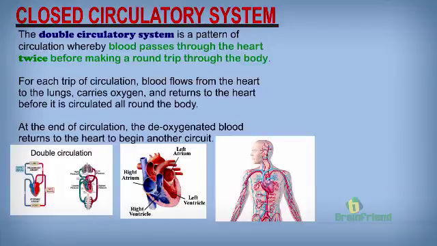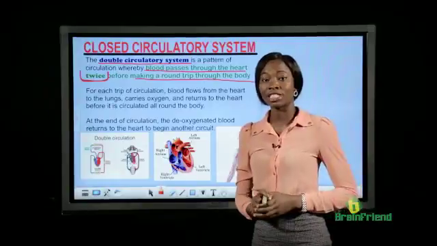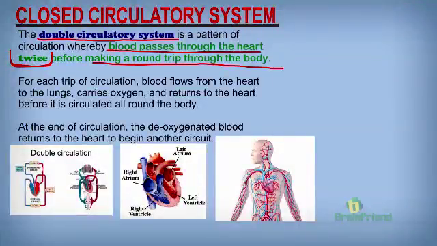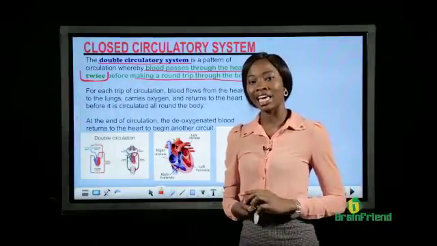The second type of closed circulatory system is called double closed circulatory system. It is a pattern of circulation whereby blood passes through the heart twice, I'd like you to take note, before making a round trip through the body. Now let's see how this works. This double closed circulatory system is commonly found in the bodies of organisms such as amphibians, mammals, reptiles, and aves.